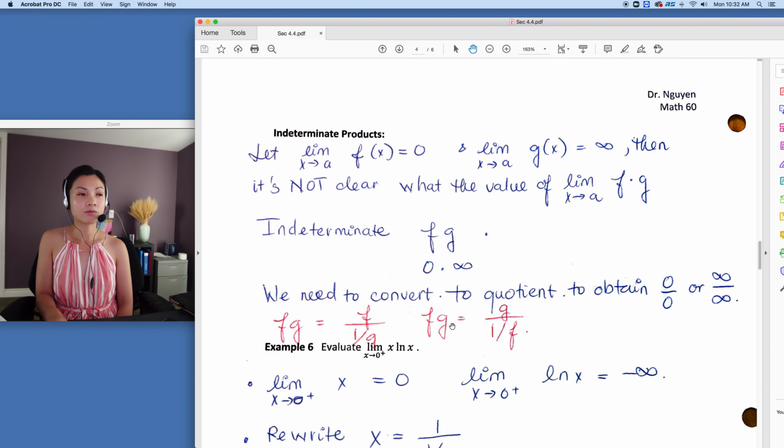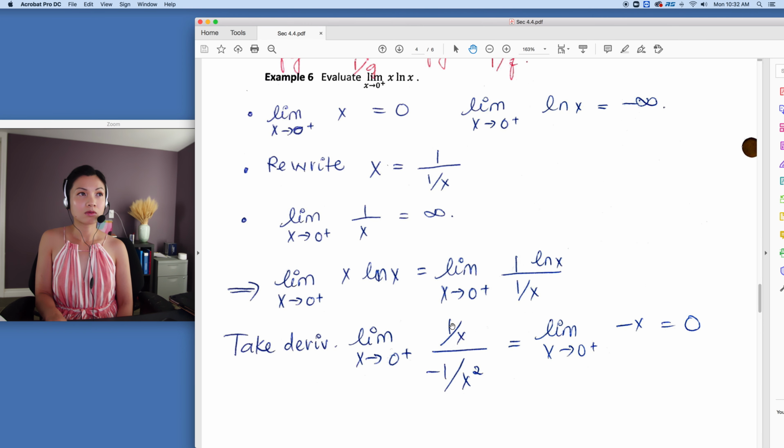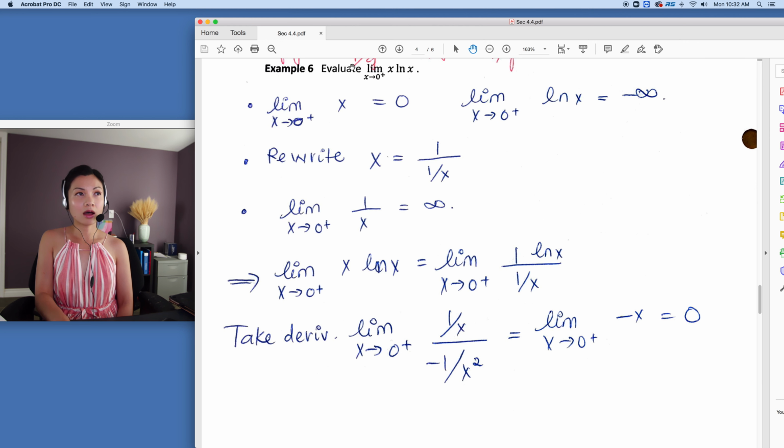We have the limit of x times ln x as x approaches 0 from the right. If I check the condition, I get the limit of x equal to 0, the limit of ln x equal to negative infinity. Now I'm going to rewrite. You see how I rewrite? x equals 1 over 1 over x, right? If you do the division, you're going to end up with x.